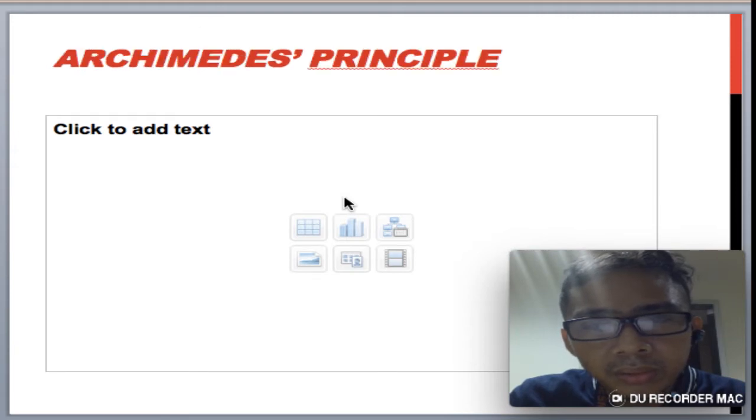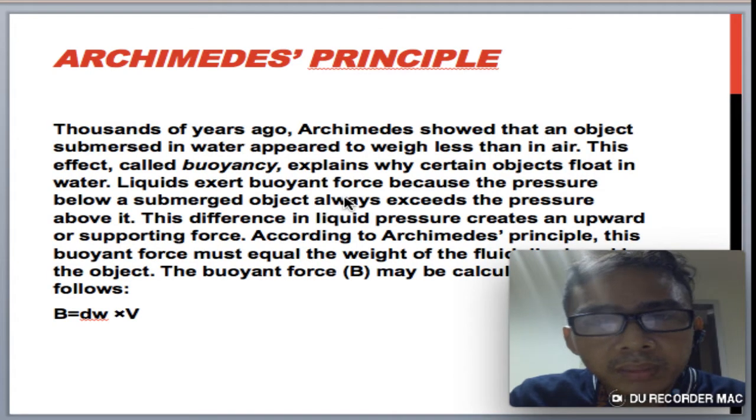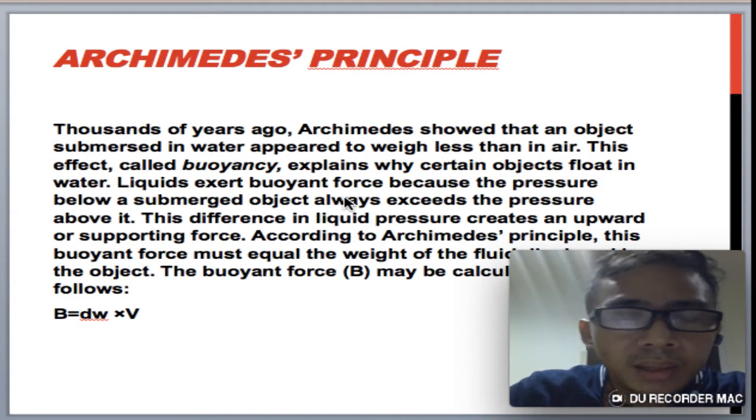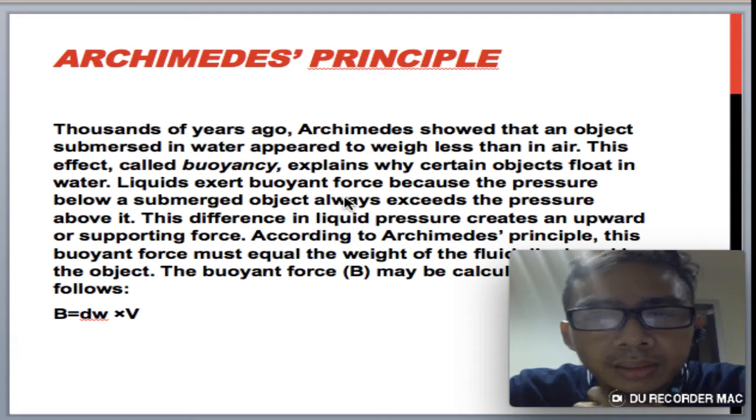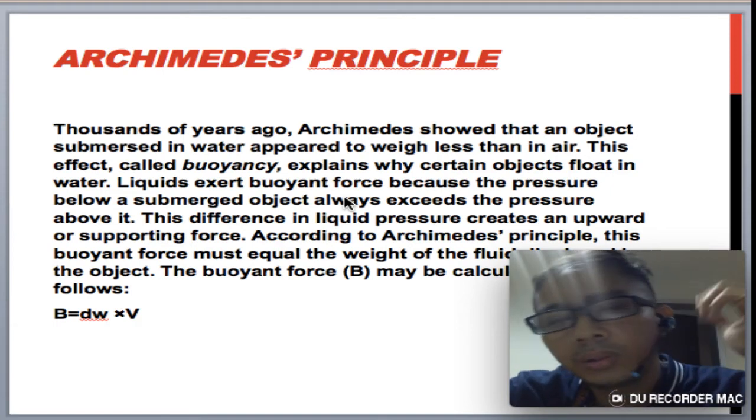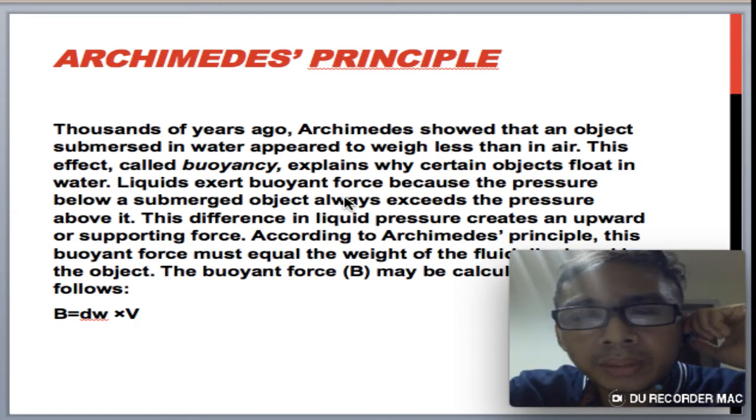So we need also to review the Archimedes principle. Thousands of years ago, Archimedes showed an object submerged in water appeared to weigh less than in air. This effect is called buoyancy. So this is what we call buoyancy. It explains why certain objects float in water.